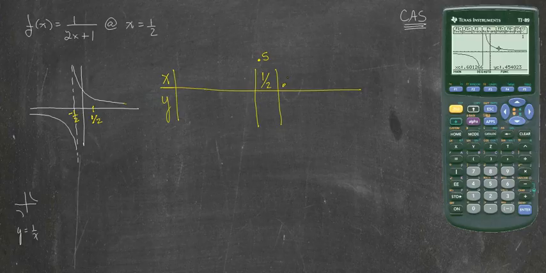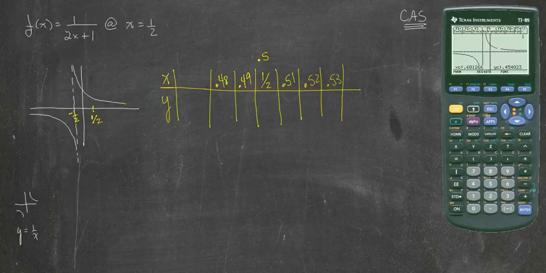So at 0.5, I'm going to choose hundredths, 0.51, 0.52, 0.53, and that should be enough. And on the other side, I want to get closer and closer. So I'm going to say, what would that be, 0.49, 0.48, and 0.47. So now I've set it up.